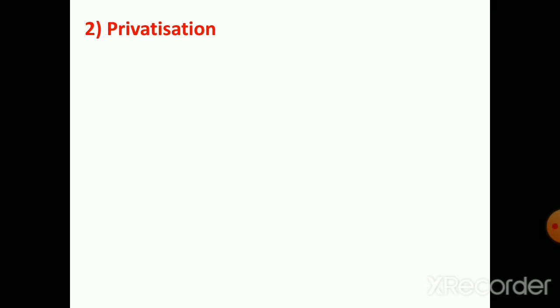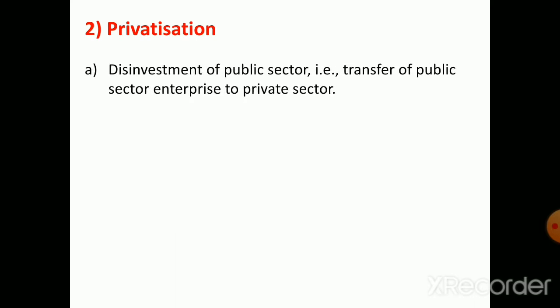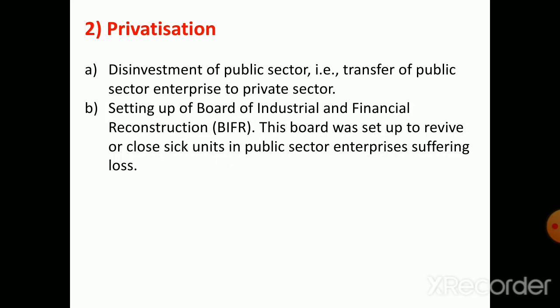So to execute the policy of privatization, government took the following steps. First is disinvestment of public sector, that is transfer of public sector enterprise to प्राइवेट सेक्टर. पब्लिक सेक्टर में डिसइन्वेस्टमेंट की, which means जितना इन्वेस्टमेंट पब्लिक सेक्टर में था उसको ट्रांसफर कर दिया प्राइवेट सेक्टर में. Setting up of Board of Industrial and Financial Reconstruction, which is BIFR, and this board was set up to revive or close sick units in public sector enterprise suffering the losses. एक बोर्ड सेटअप किया गया जिसने जितनी भी सिक यूनिट्स हैं यानी पब्लिक सेक्टर में जितना भी लॉस हुआ है उसको रिवाइव किया गया.